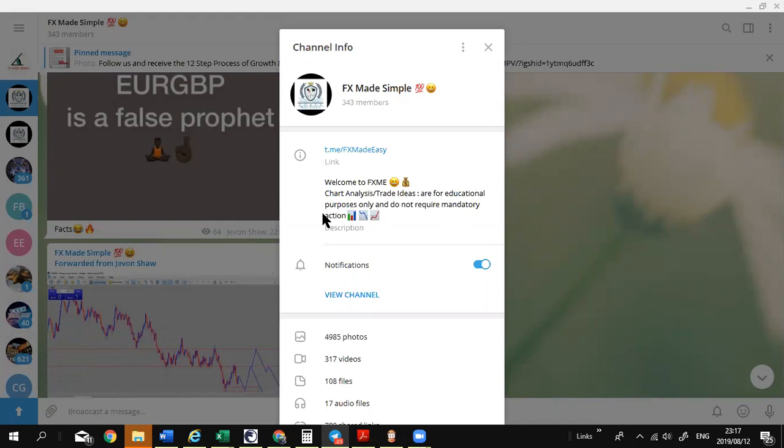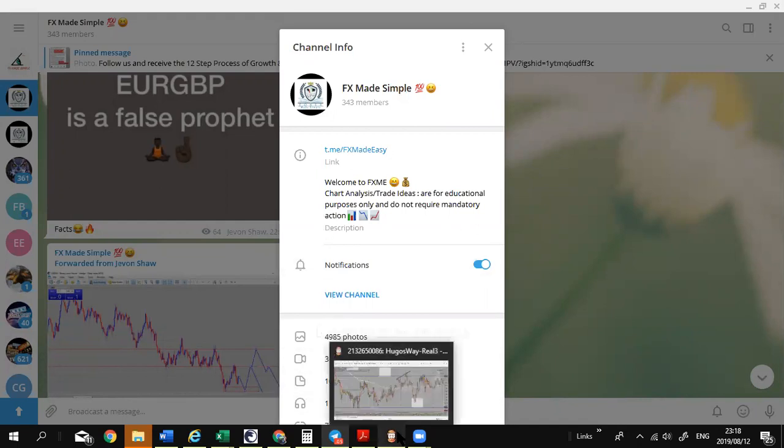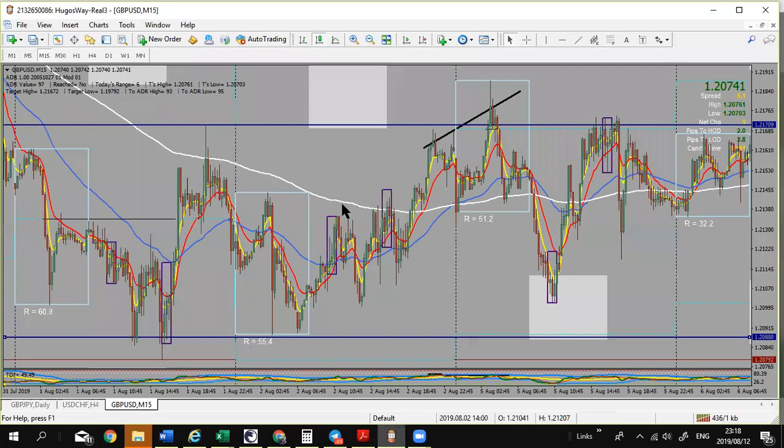So, simple things: have your highs and lows using your quarterly theory. If you just combine everything into one, you should be good.